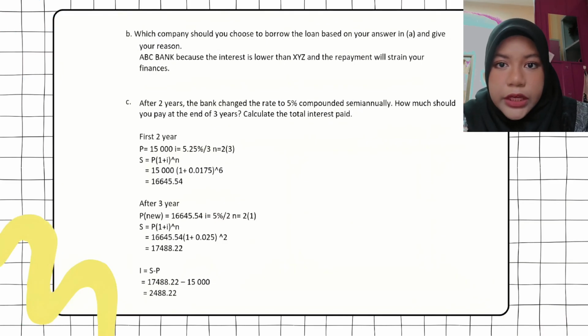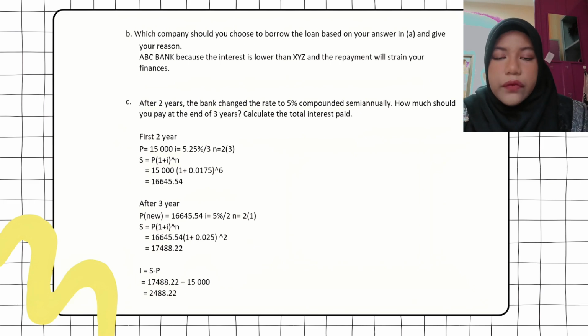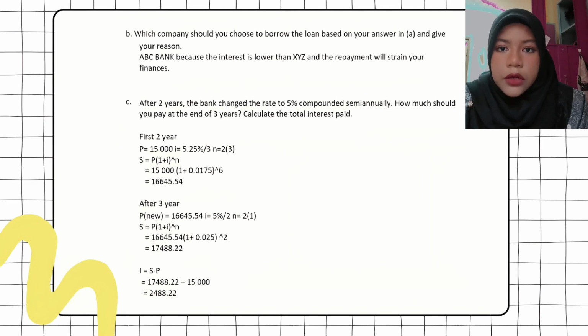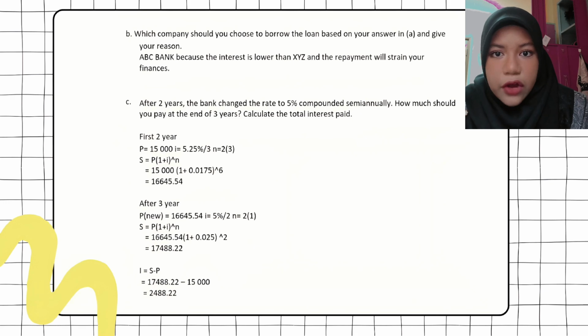Move to question B. Which company should you choose to borrow the loan based on your answer in A, and give your reason? We choose ABC Bank because the interest is lower than XYZ Bank and the repayment is in your finance. For question C, after 2 years, the bank changed the rate to 5% compounded semi-annually. How much should you pay at the end of 2 years?